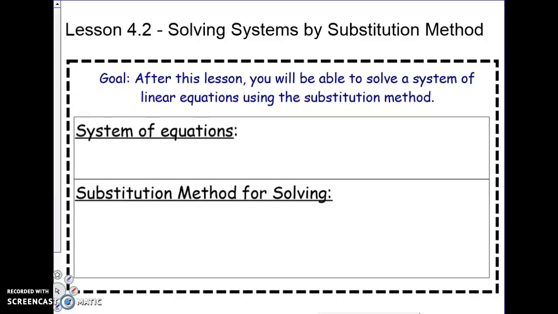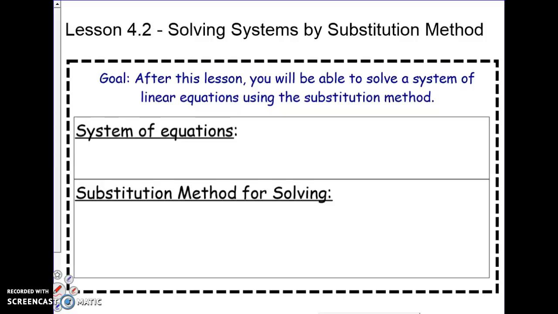Today's goal is to introduce you to the substitution method, and if you can be really good at solving systems using the substitution method just by doing a couple of the steps, then that's really the goal for this lesson, so that would be awesome.